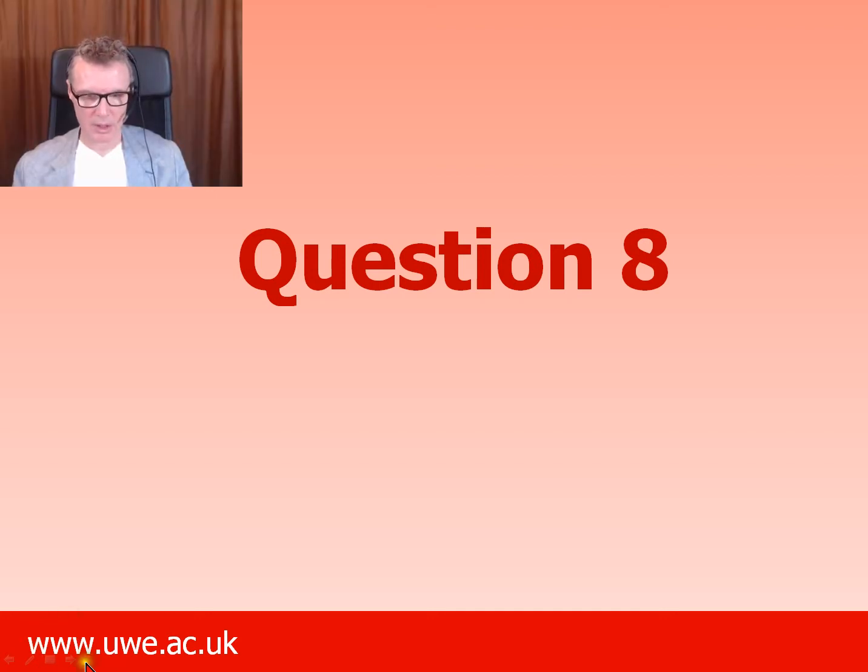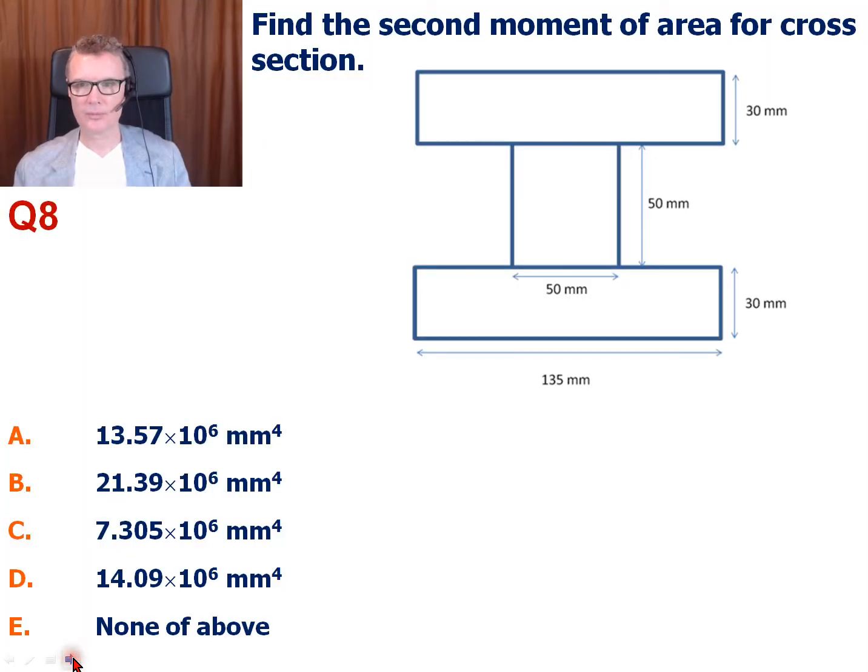Okay, question 8. Find the second moment of area for the cross section. Ooh, this would normally take quite a while, but you should notice that this thing has a centroid bang in the middle. It's a nice symmetrical I-beam for you. So it should be straightforward.